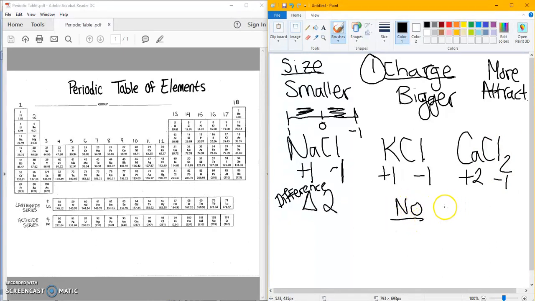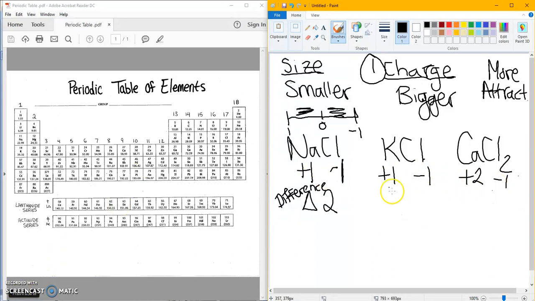Whenever we are doing lattice energy, we only do a 1-to-1 ratio between our ions. So we're only paying attention to how hard it is to remove 1 calcium and 1 chloride ion from each other, not the entire package, okay? So you only have a -1 charge.